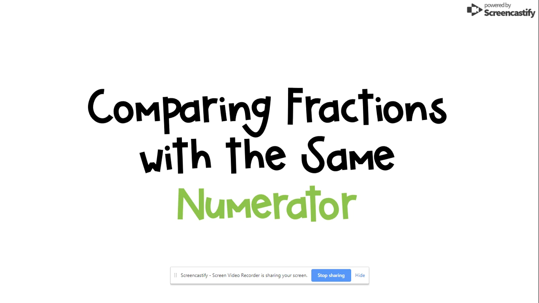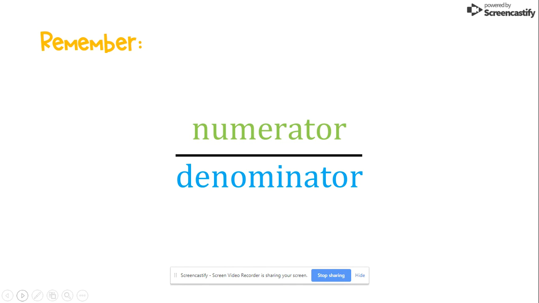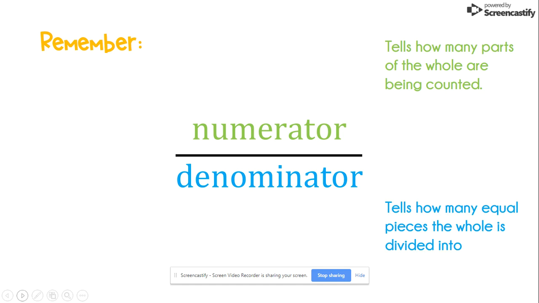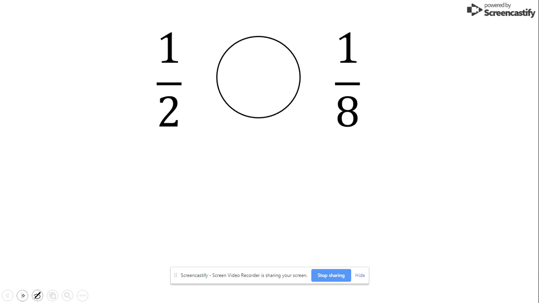Today we're going to compare fractions with the same numerator. Just a reminder that your numerator is the number on top that tells you how many pieces you are counting from your whole, and your denominator is the number on the bottom that tells you how many equal pieces your whole was divided into. So let's compare the fractions 1/2 and 1/8.